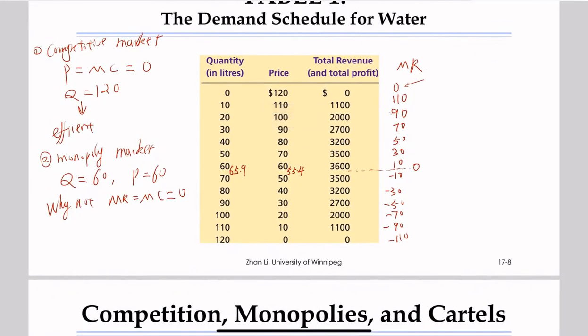So the lesson here is, if you have a problem similar to this, where you can directly calculate profit, then just directly calculate profit and find out at which quantity you have the largest profit. If you don't have a table like this, then that's when you should think about MR equals MC, right? So that's just a little trick to solve the problem.